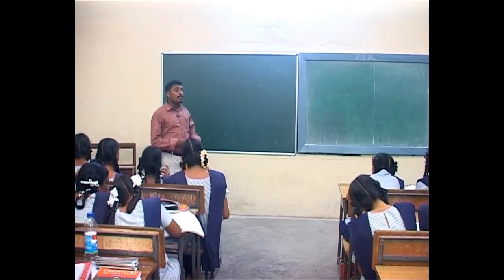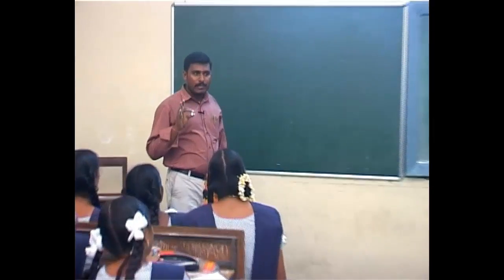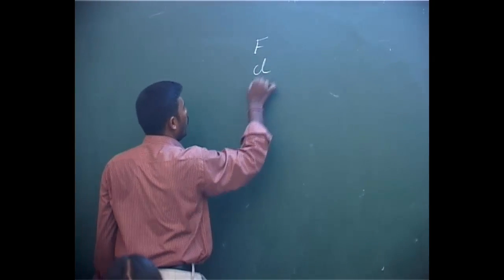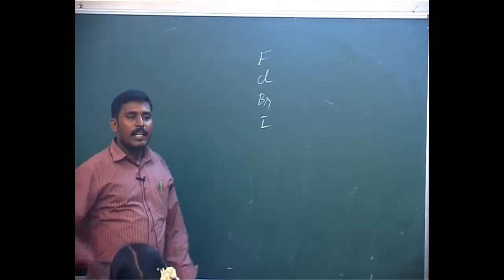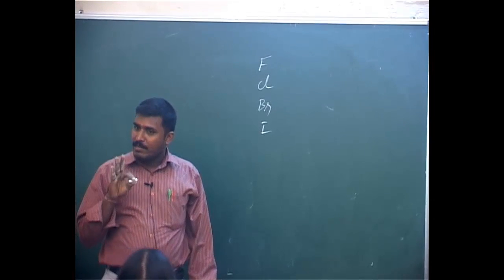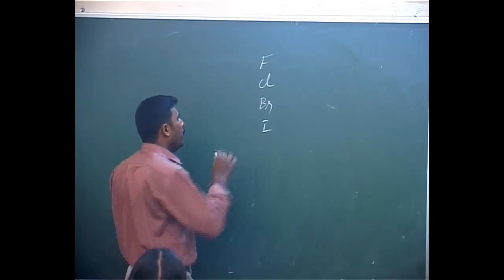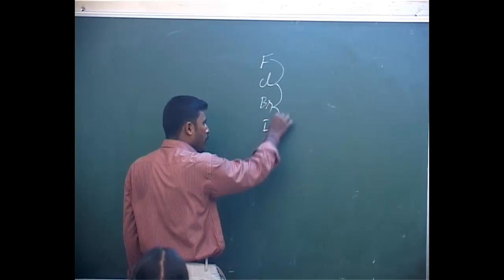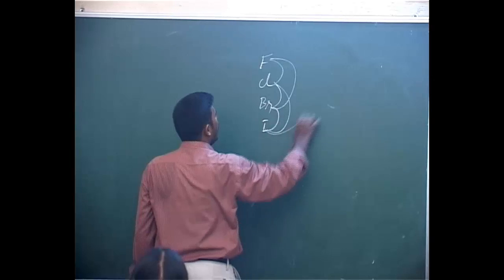Okay, reaction between two different halogens. You know halogens mean the 17th group elements, namely fluorine, chlorine, bromine, iodine. These are the halogens. Interhalogen means reaction between two halogens. Maybe fluorine with chlorine, or chlorine with Br, or bromine with iodine, or I with Cl, or Br with F, or I with F.